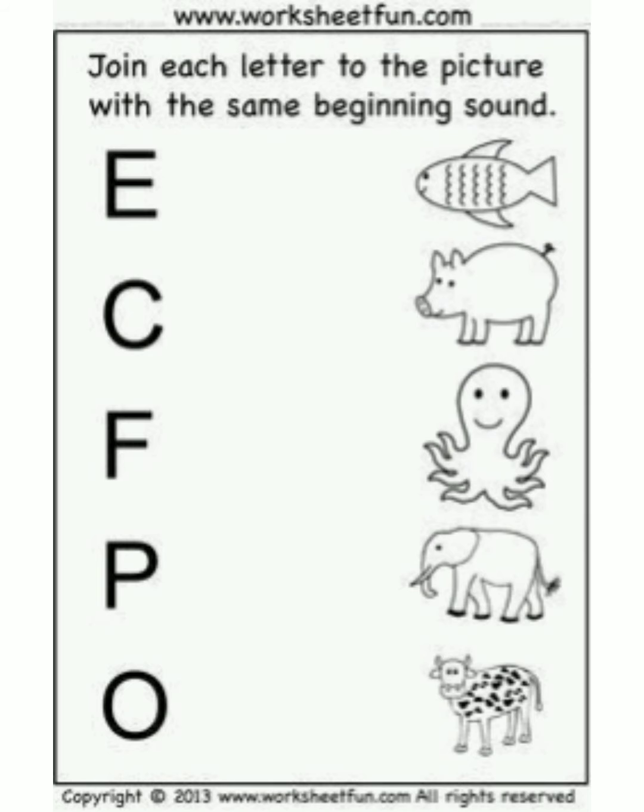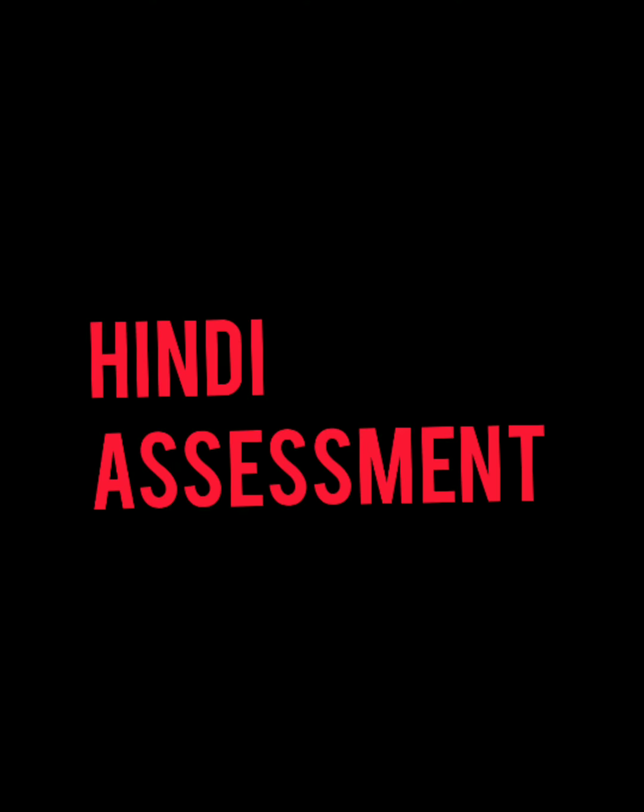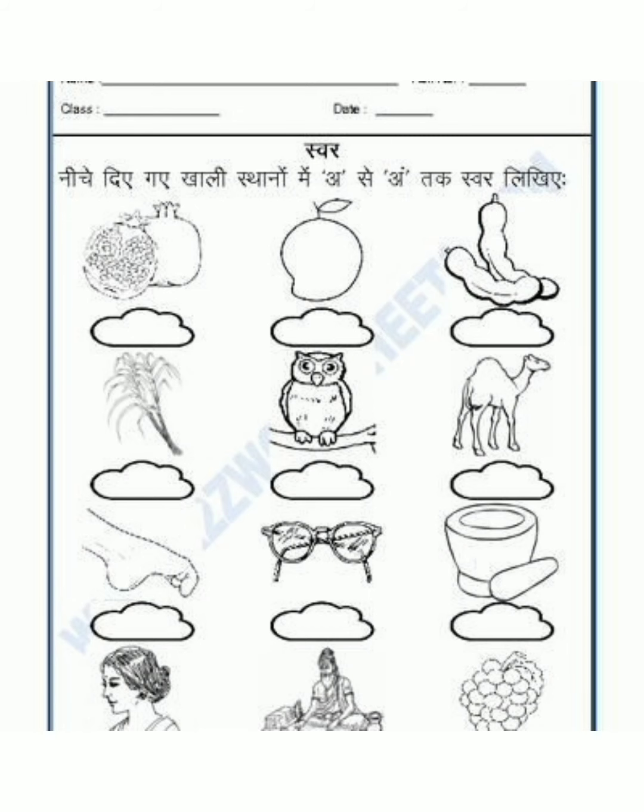Now comes the Hindi assessment. The first one is नीचे दिए गए खाली स्थानों पर अ से अंग तक के स्वर लिखिए. You have to see the picture and write the akshar down in the clouds, the space given below.